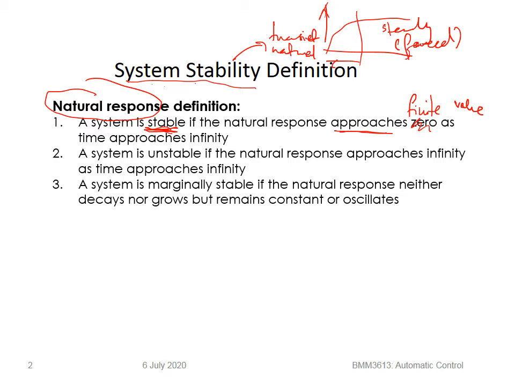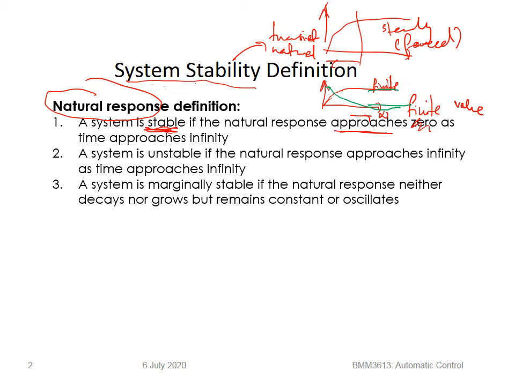So what does this mean? It means that if I plot my time response, as time goes towards infinity, my natural response doesn't continuously grow. It will tend towards a finite value. So this is a finite value, right? It can be a certain value, or in other cases, it can start from a certain value and go towards zero and then stay constant. This is also what we call stable. So stable means it has a finite value, right? That's the first criteria of stability.